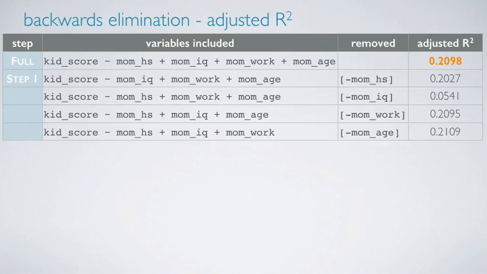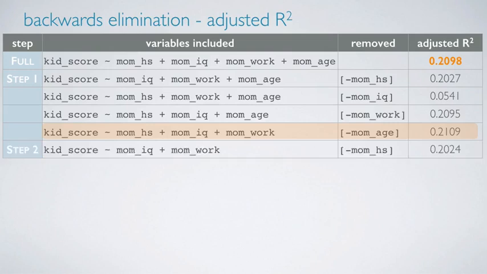And lastly, let's try removing mom's age at birth of the child, and we can see that the adjusted r-squared has actually increased. We had started with 20.98%, and now we are at 21.09%. A tiny increase, but still an increase. So we know that in the first step, we need to pick the model where we're predicting kids' score from high school status, IQ, and work status of the mother.